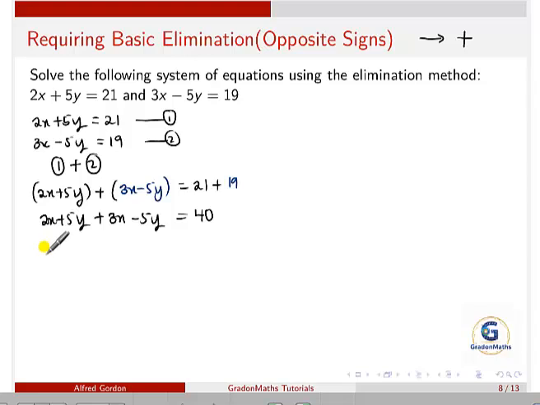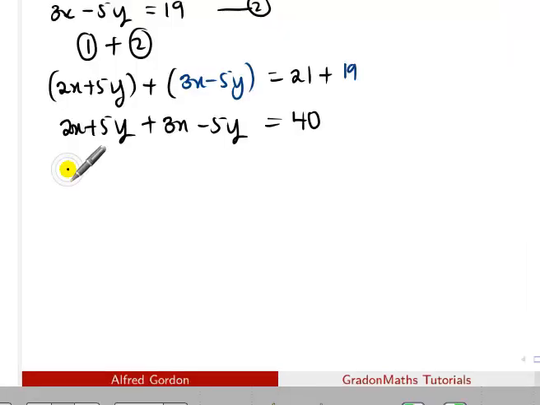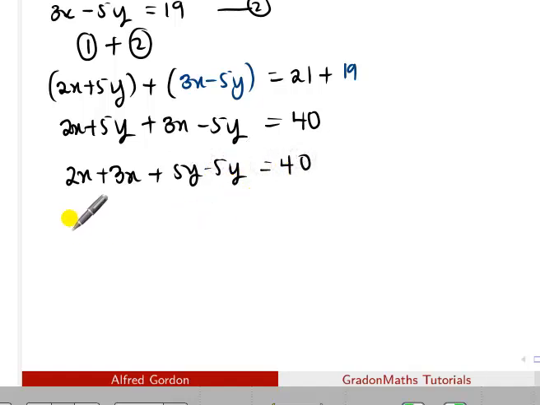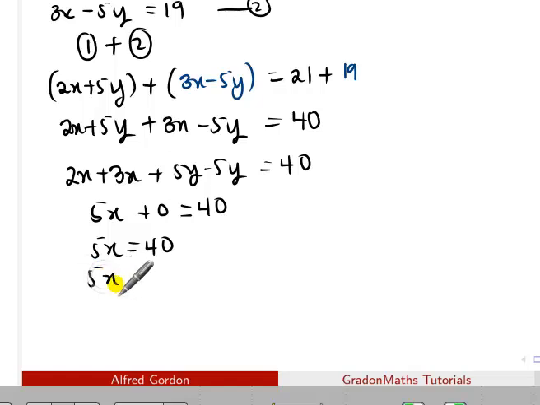Grouping like terms on the left hand side will give us 2x plus 3x, plus 5y minus 5y is equal to 40. So 2x plus 3x will give us 5x, and then 5y minus 5y, that is 0, is equal to 40. So here we have 5x is equal to 40. So divide both sides by 5, and 40 also divided by 5.